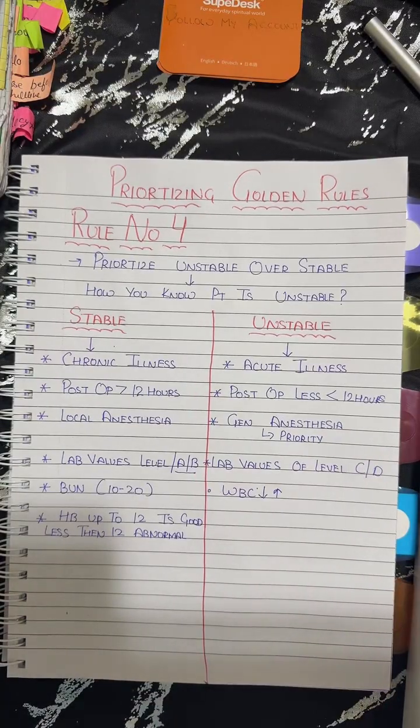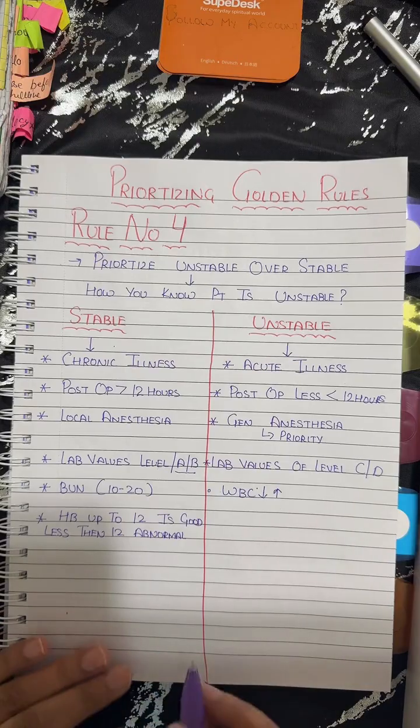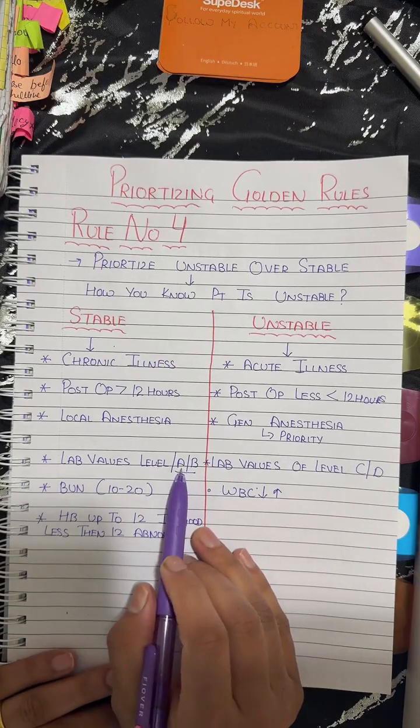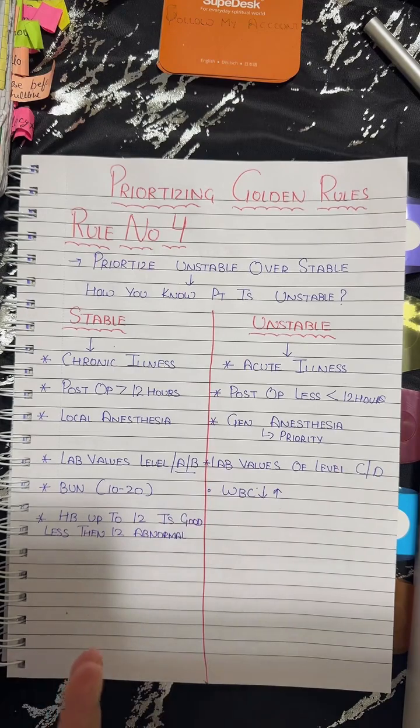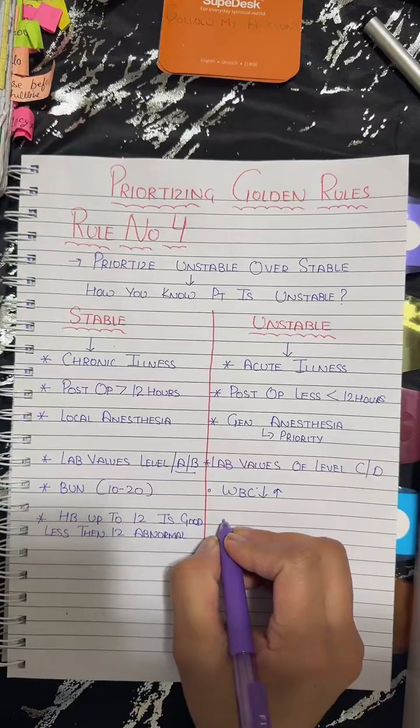Maya, yes, what do you mean by A and B and C and D? We will discuss in another lecture. I will tell you what lab values come under A and B and what comes under C and D. Hi everyone, hi, hello. Okay, so next.